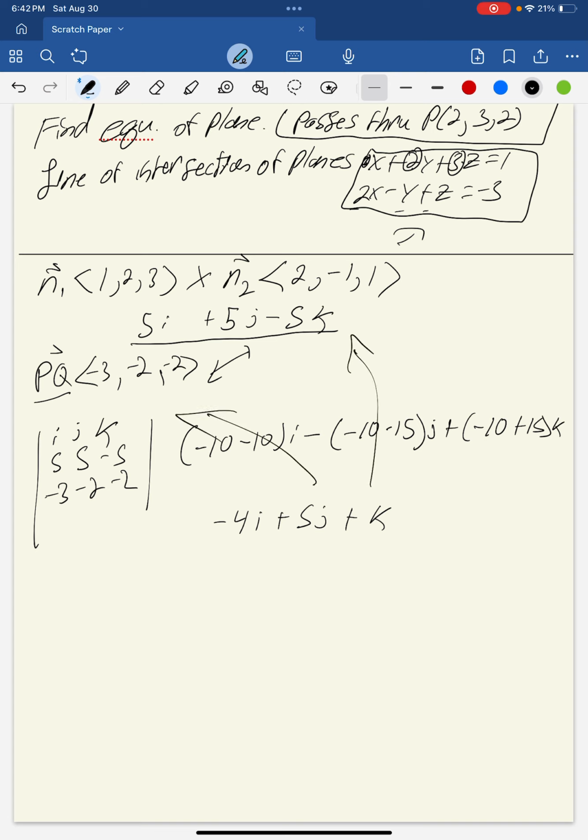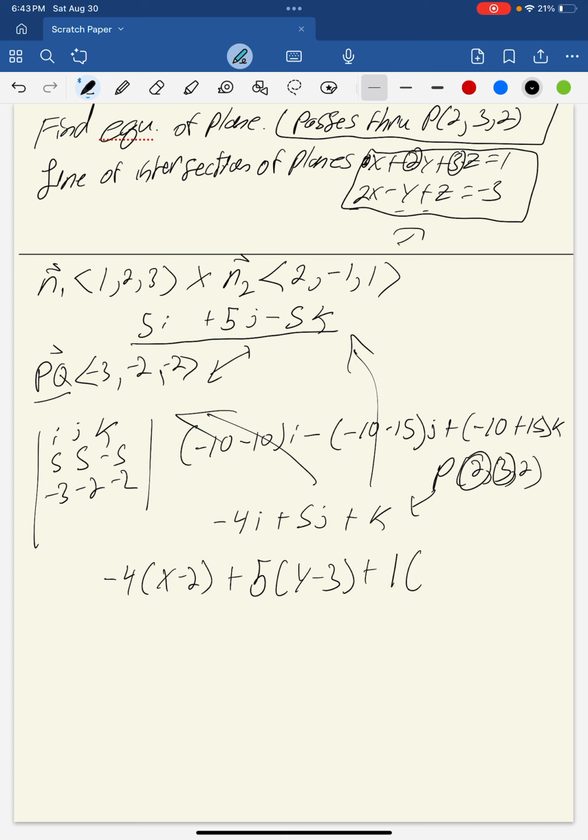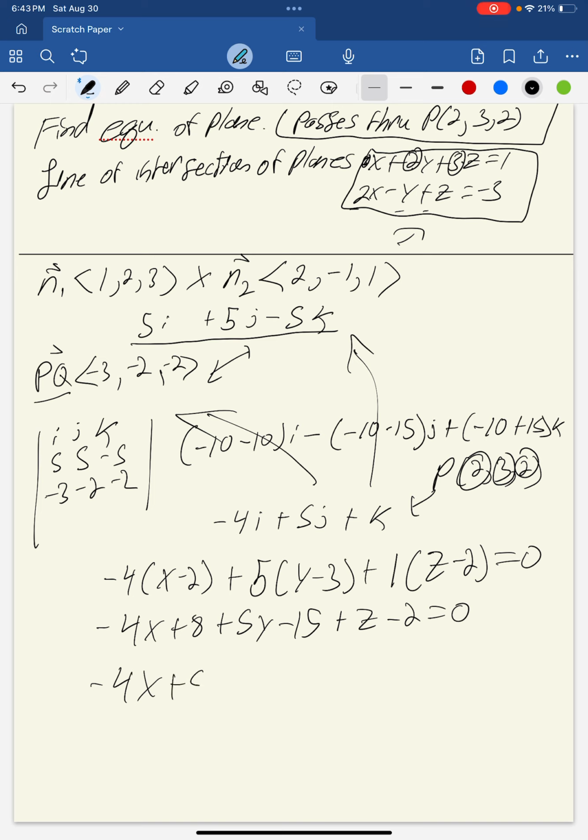involves taking the original point we had and just plugging it into this equation. So -4 with the first position of the x, which is x minus 2, which is coming from this one, plus 5, y minus 3, coming from this one, plus 1, z minus 2 is equal to 0. And then we just simply have to simplify this equation and hopefully not get our signs wrong, because this can get a little confusing.